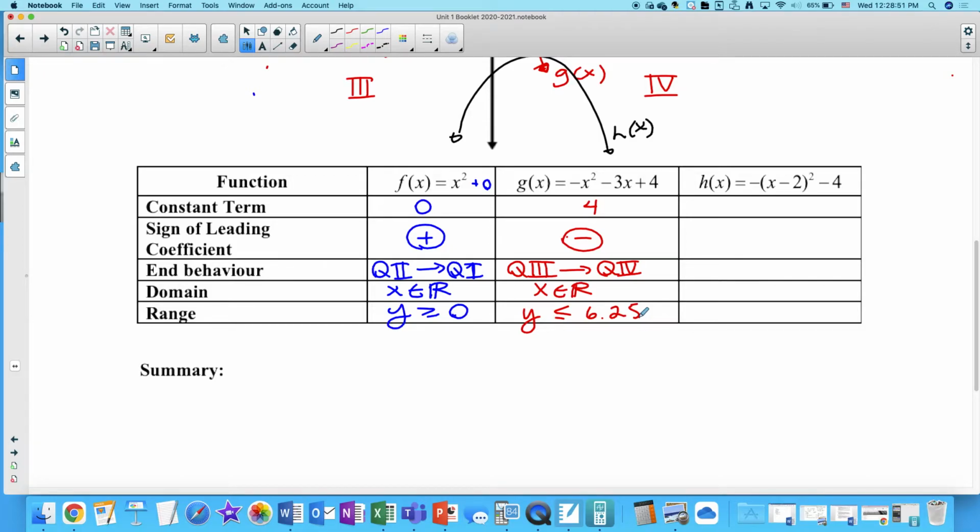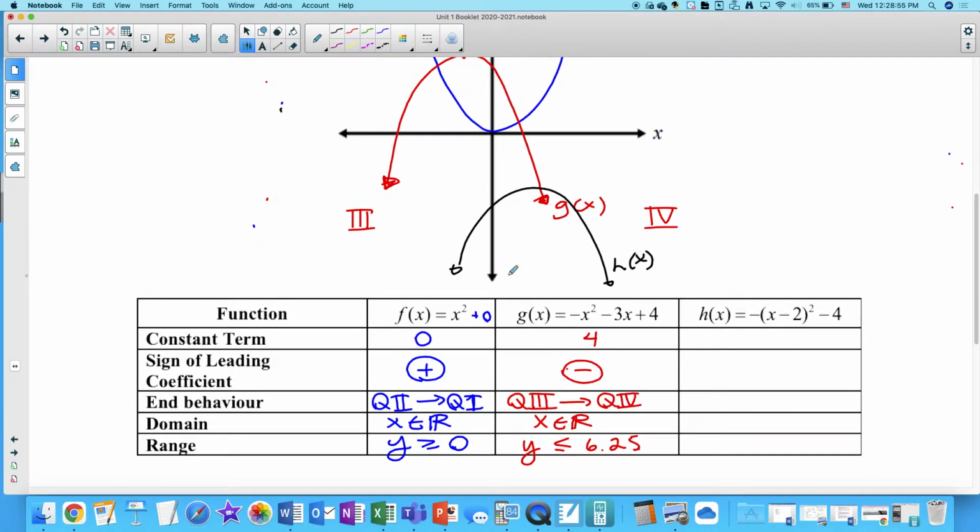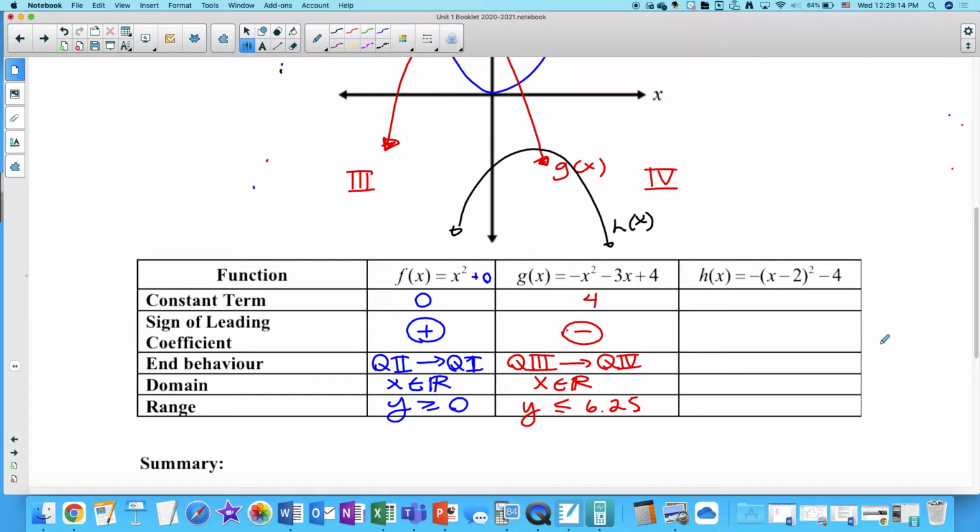Finally, for h of x, constant term. So here's the thing, a lot of people think the constant term is negative 4, but in fact, the constant term is the number once the polynomial has been expanded. So this is not in expanded form yet. So to figure out the constant, we actually need to multiply this out.